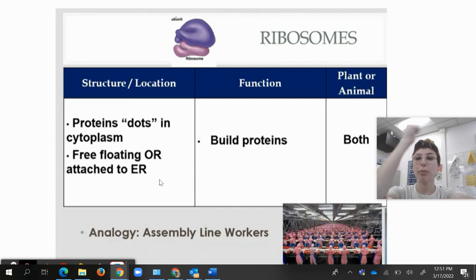They build proteins. And there's actually a reason I'm using two arms, because they have two parts. You can see they have an upper portion and a lower portion. Their big job is to make proteins. They are like the workers on the assembly line. They are like the busy worker bees. They're found in both plant and animal cells.